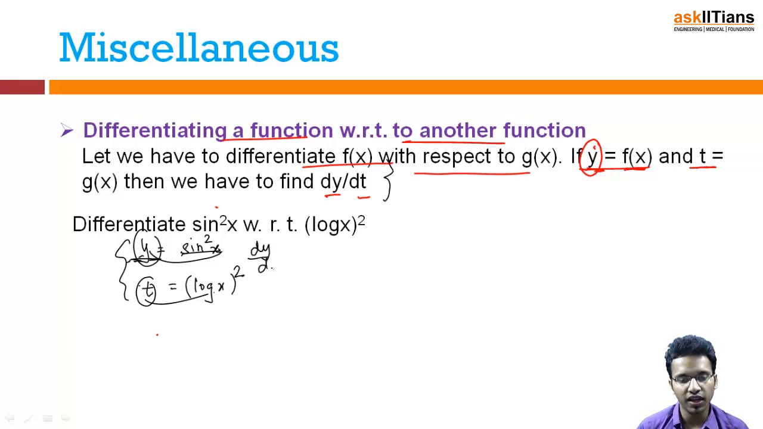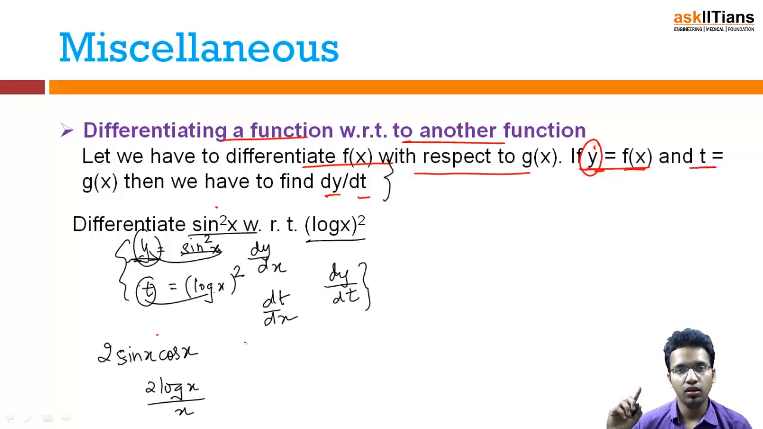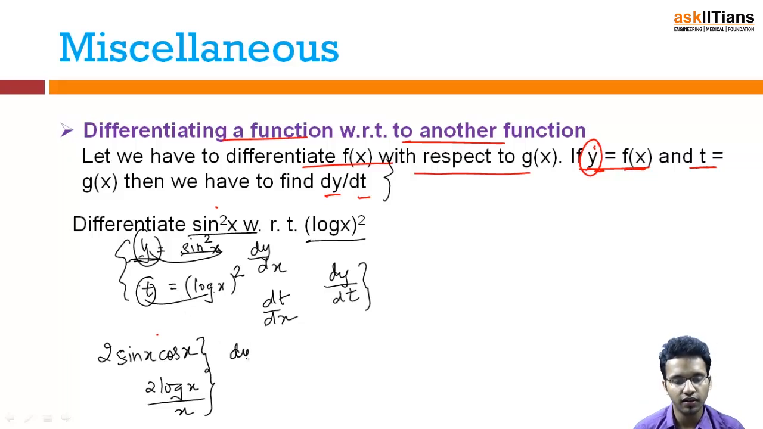So you just find dy by dx, find dt by dx, and then find dy by dt. So for this it is 2 sin x cos x, that is sin 2x, and this will be 2 log x by x. Now the rules must be at your fingertips. If they are not, make the chart again, revise it, and if necessary, prove all the things once, so that it fits right here. So just divide these two, you will get dy by dt, okay.